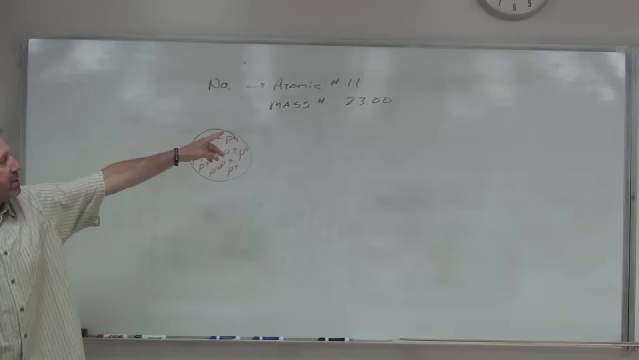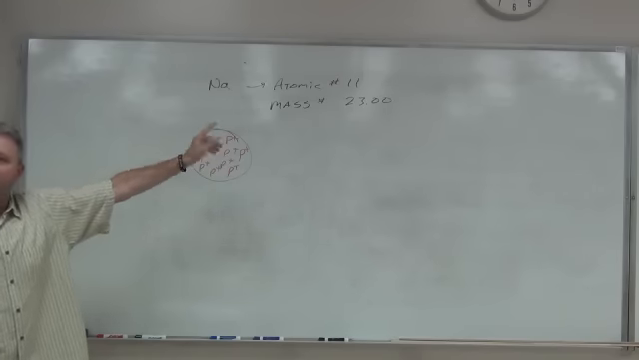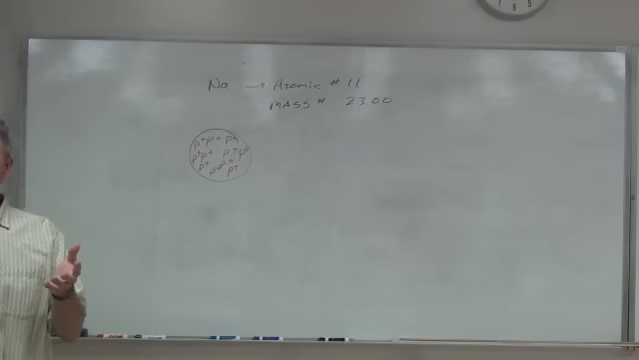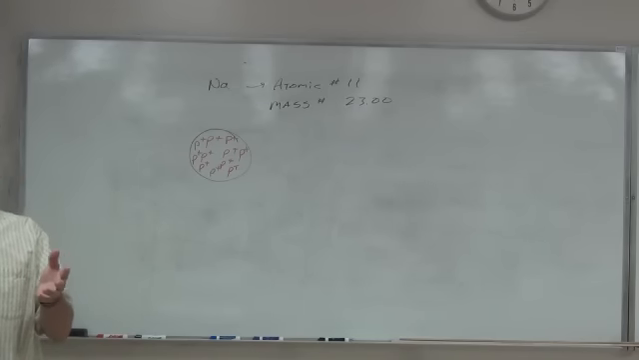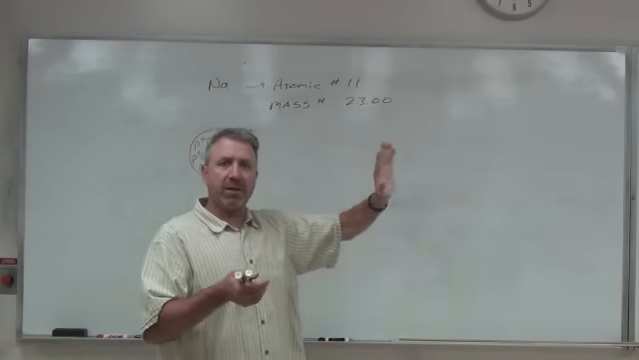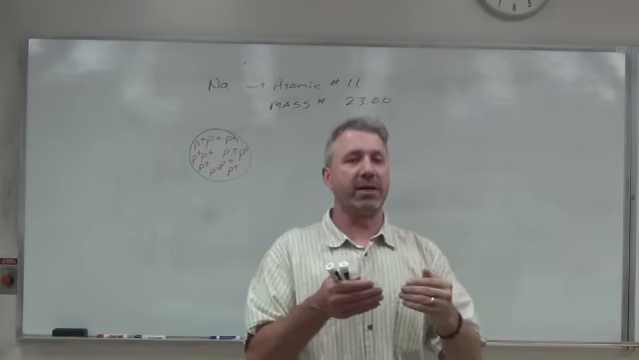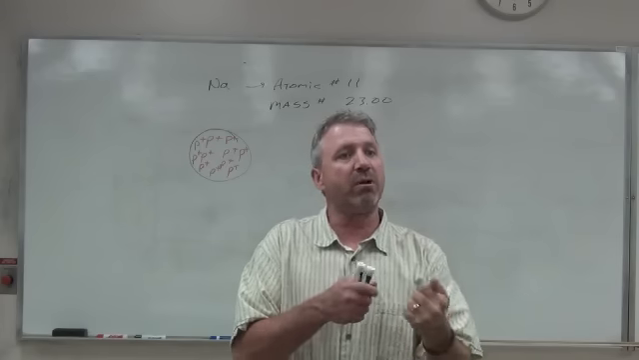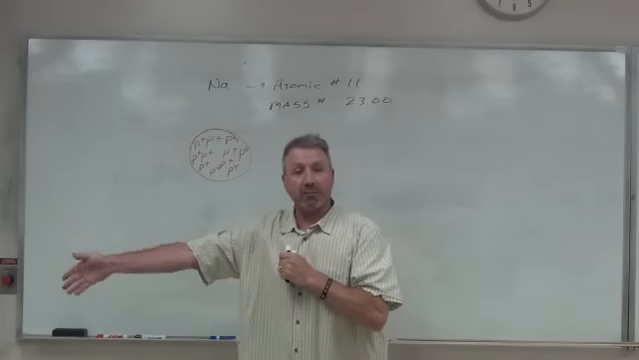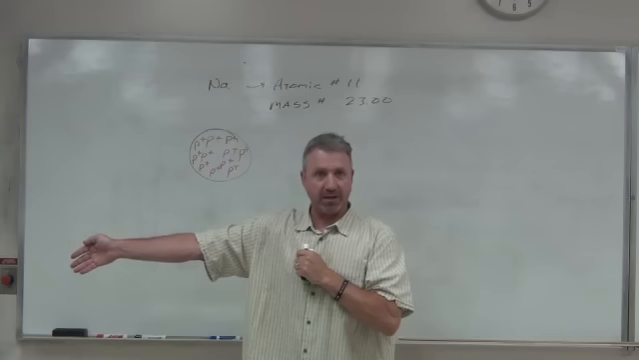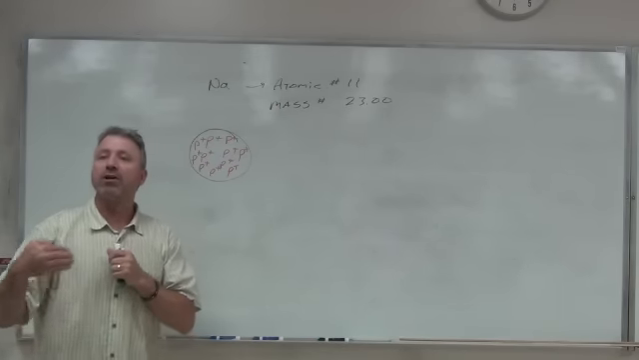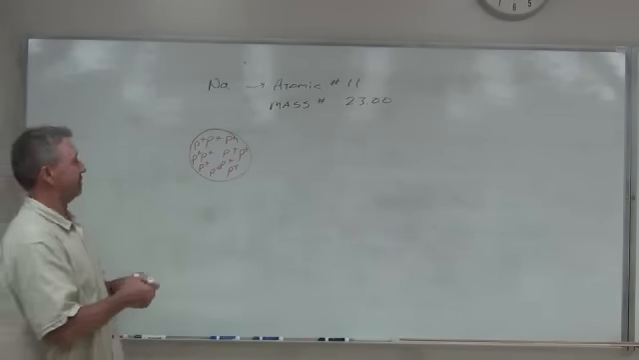If I have a mass number of 23, how many neutrons do I have? That's 12. Because your mass number, remember, is only the mass of the nucleus. Okay, which means it's only the mass of the protons and the neutrons. The atomic number gives you the number of protons. So if you subtract the atomic number from the mass number, you get the number of neutrons.